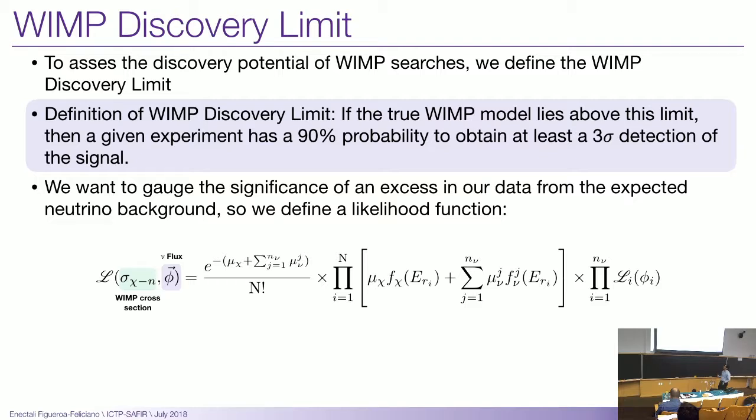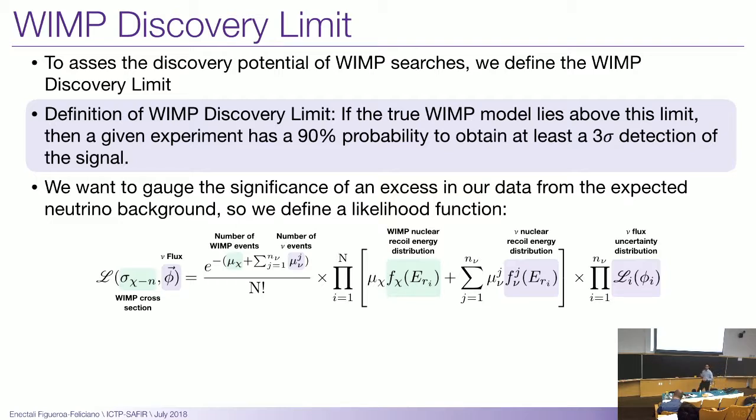that will depend on the number of WIMP events that I see, the number of neutrino events that I see, the distribution of my WIMP recoil, so what that recoil distribution looks like, and the neutrino recoil distribution, so I have to differentiate between those two, and then I also account for the uncertainty in the neutrino flux.